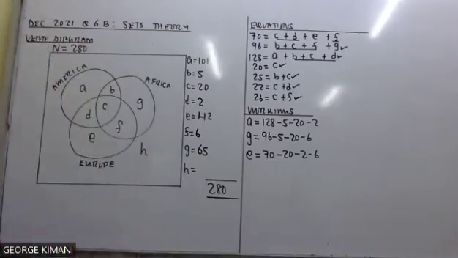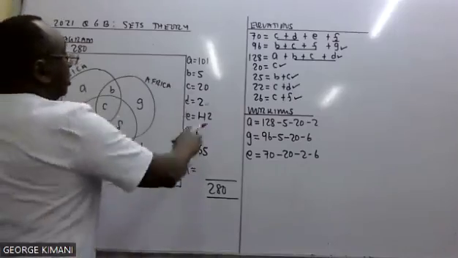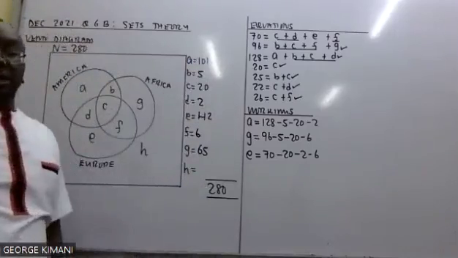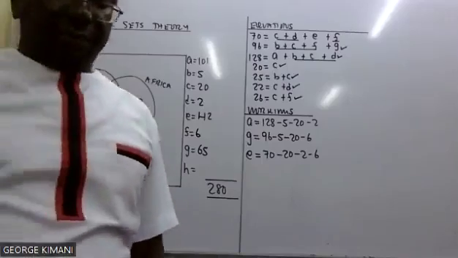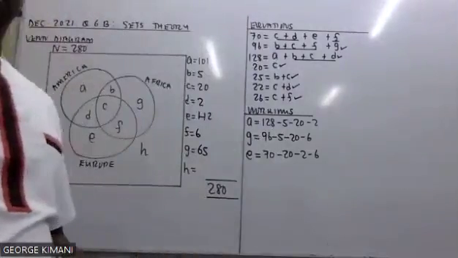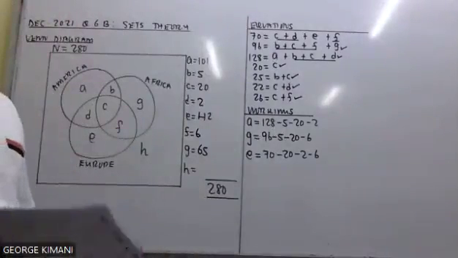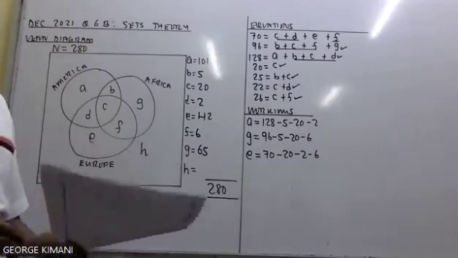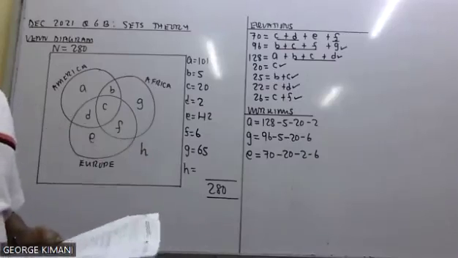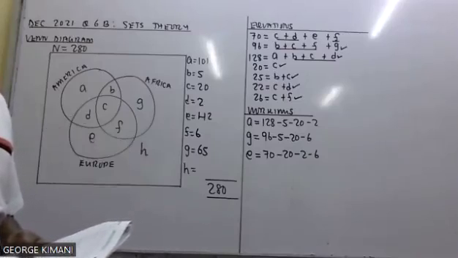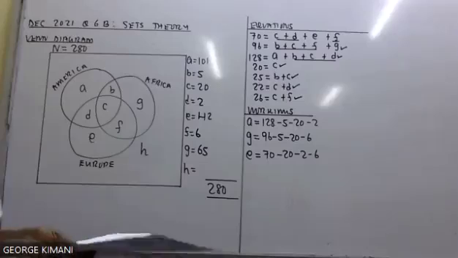Okay, so now that we do not know H, add all this, you subtract them from 280, that will give us H. H is 39.